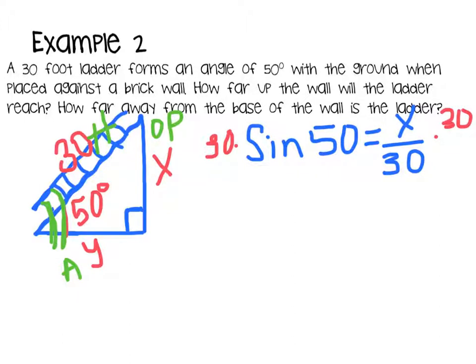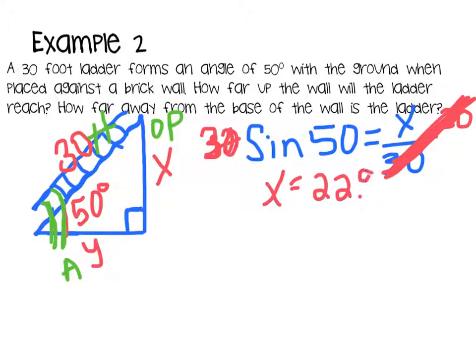When we multiply by 30 on both sides, it cancels out. Not over here. It cancels out on the right side. So in our calculator, we would type in 30 times the sine of 50, which would give us a height of the wall of 22.98 feet.